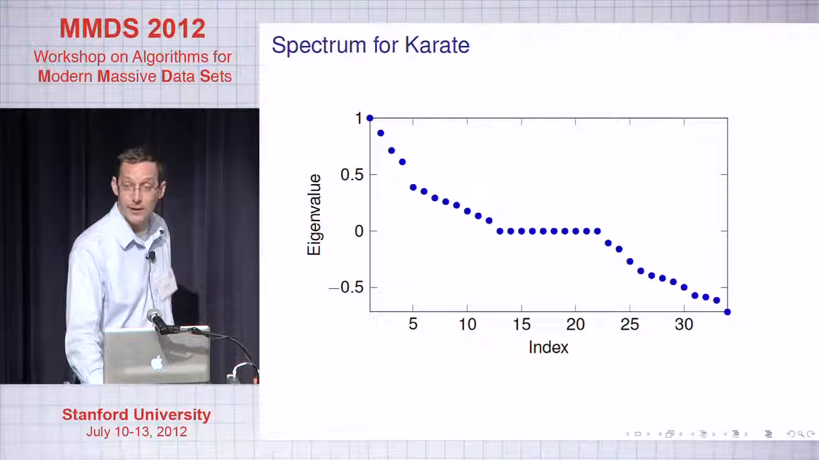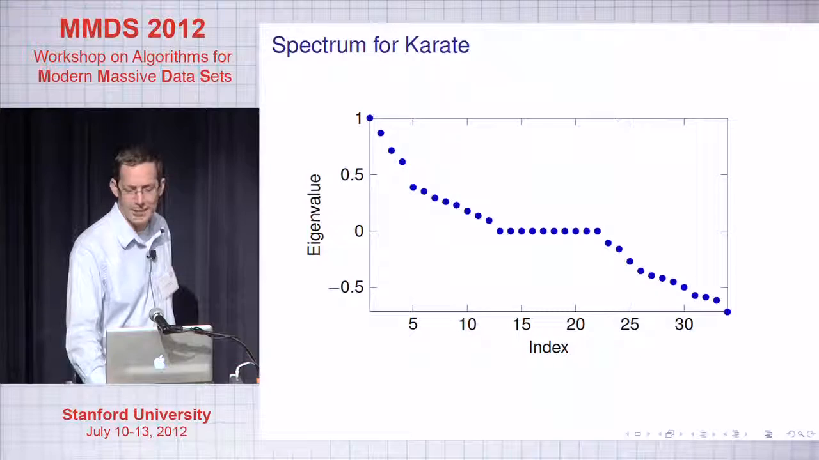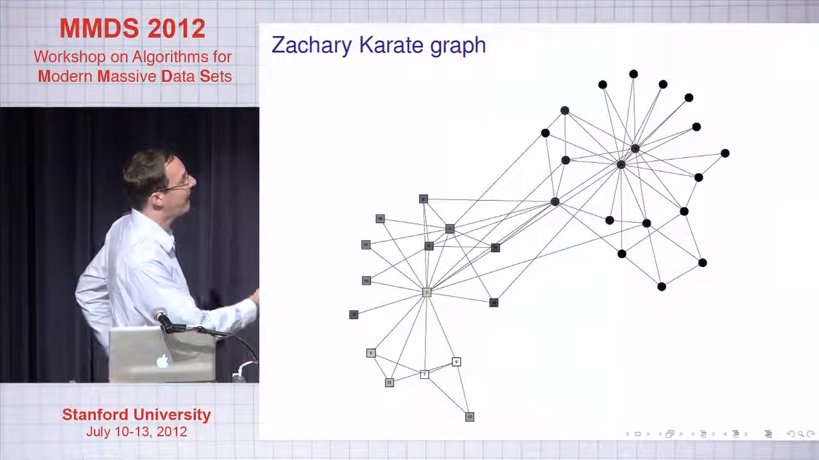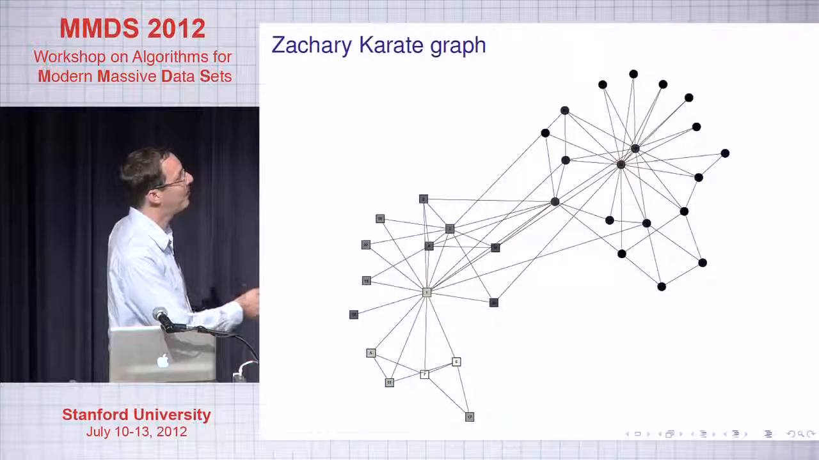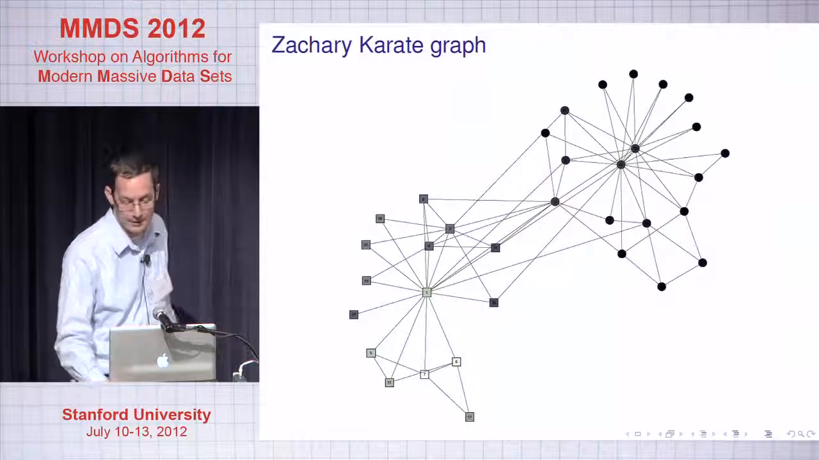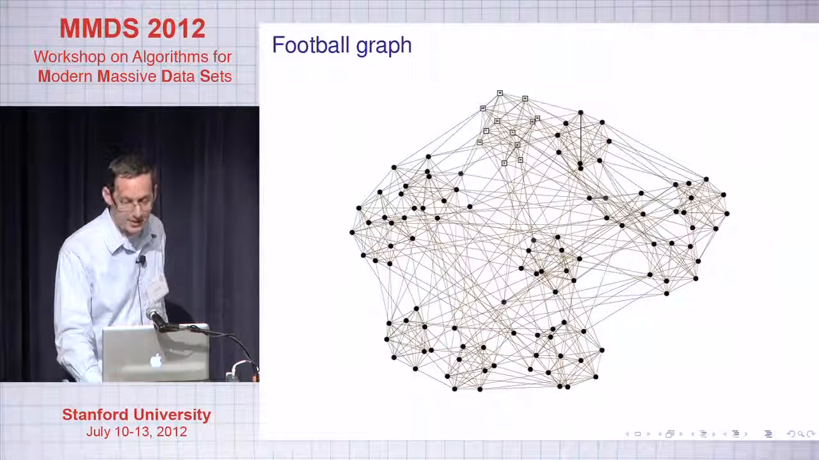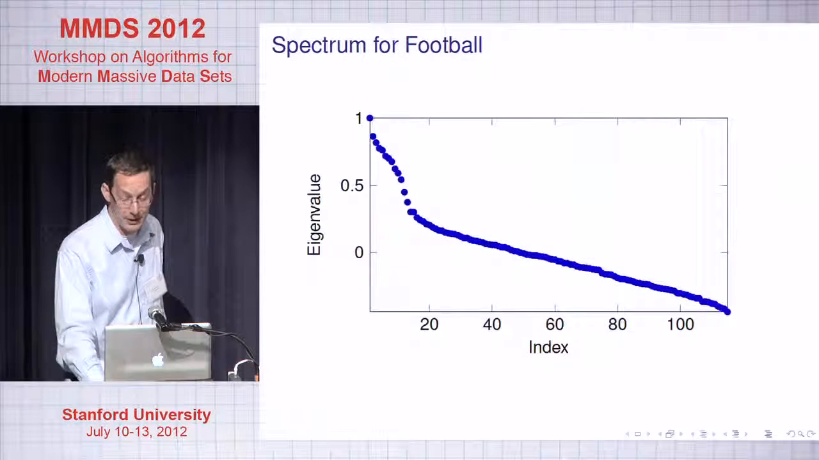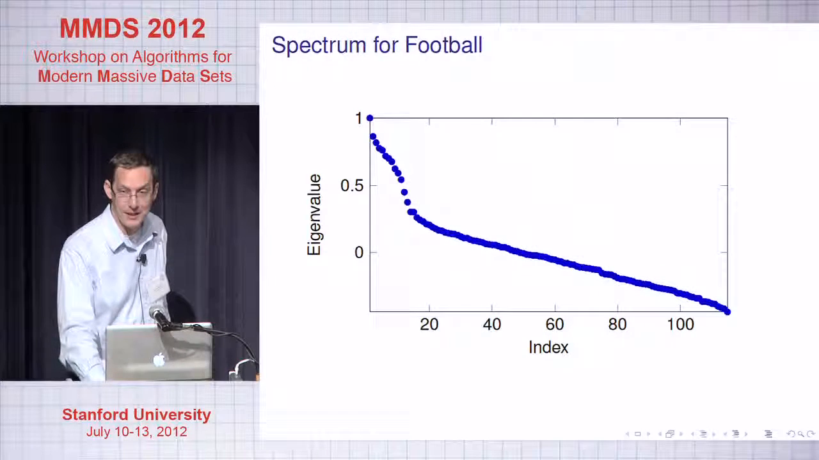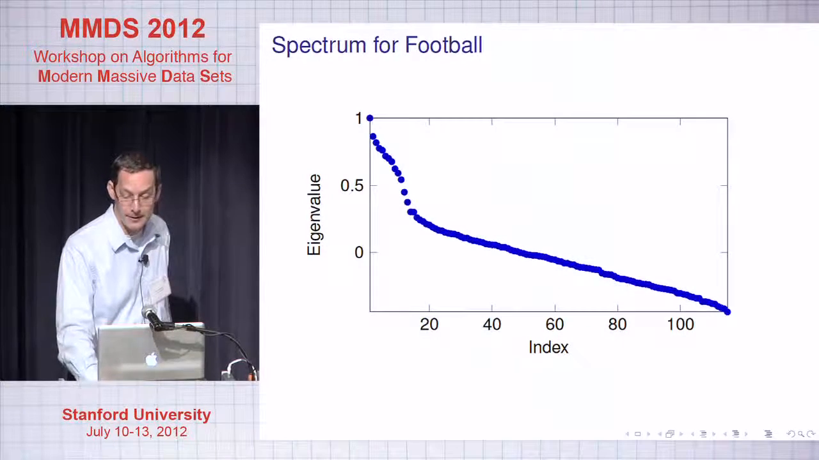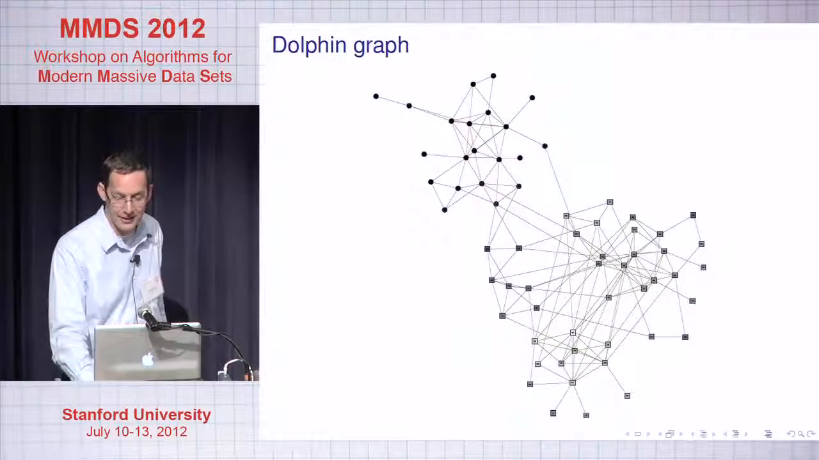Spectrally, though, it's a little bit more interesting. And this, in fact, comes out because if you poke at this a little bit more, you can do things like find out that this piece will split off if you let it. This is who played who in football games. Again, things work out pretty well. The spectrum is a little bit more interesting. It would be a little bit harder to guess how many groups there were from looking for gaps in the spectrum here. The dolphin graph is not so interesting.